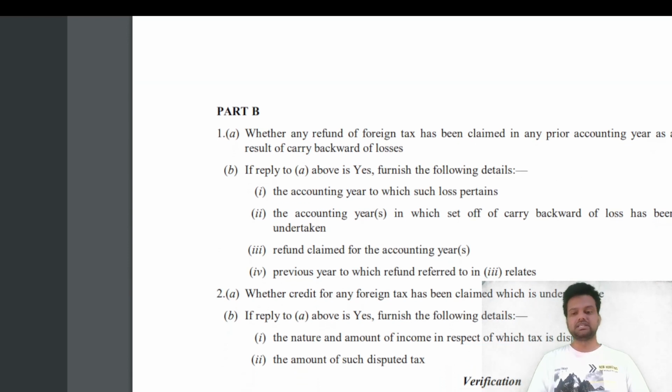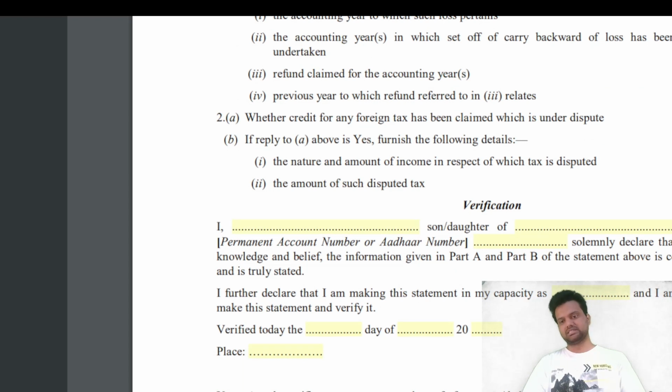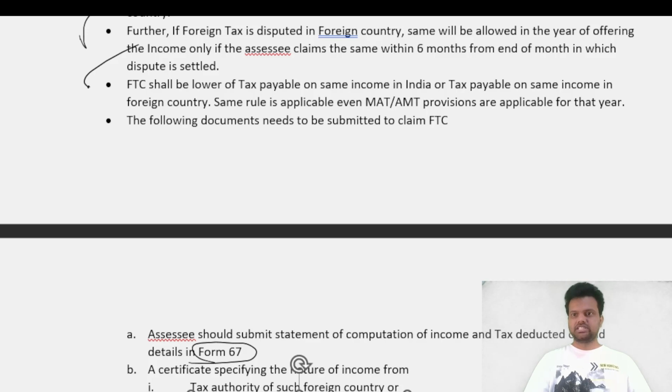And in Part B on the next page, it contains some questionnaire, like whether the SSC has already received any refund of the tax paid in the foreign country, etc. Some questions they will ask, so he has to say yes or no. At the end, there will be a verification as well. This is how form number 67 looks. Every SSC who wants to claim the FTC has to file this form number 67. This is one of the 3 documents that I mentioned. So we discussed the first one, that is form number 67.